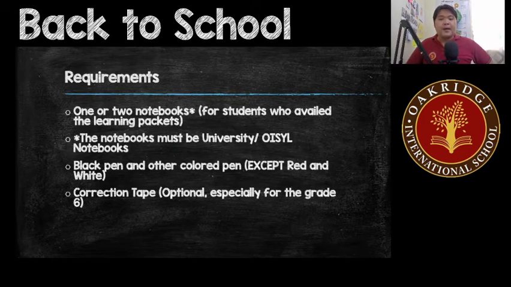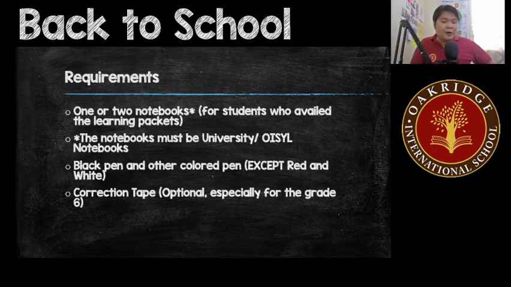Okay? 2 pens. You need 2 pens. 1 pen would be a black pen. That's going to be labeled as the pen for writing. And then the other will be a colored pen. Okay? This colored pen would be any color except red or white or black. Because you already have 1 black pen. So it's going to be a different colored pen except red, white, or black. Okay.